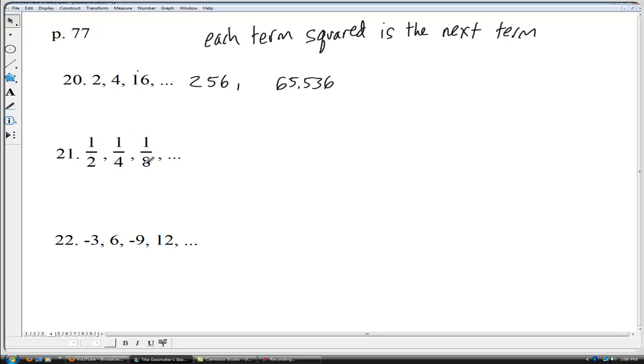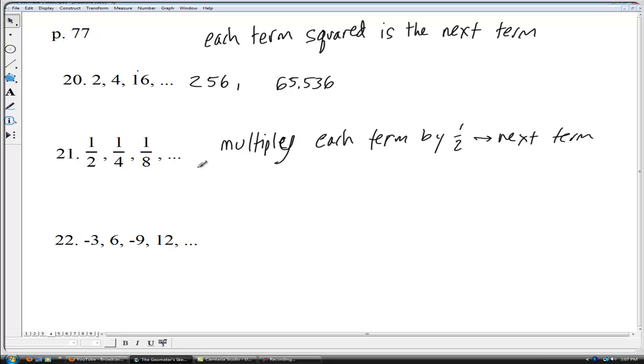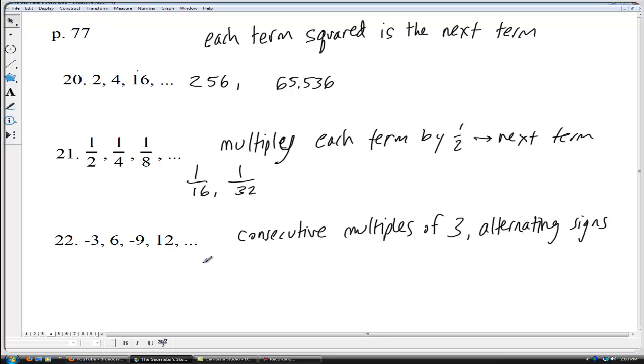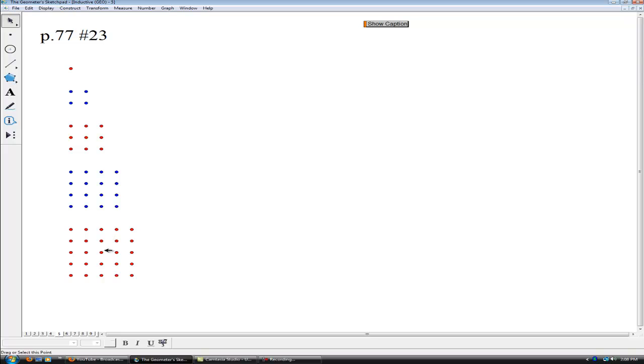All right, number 21. 1/2, 1/4, 1/8. Looks again like a multiplication sequence. If I multiply this times a half, I get 1/4. Multiply by a half, I get 1/8. So my conjecture is that I'm going to multiply by a half. So let's multiply 1/8 times 1/2, and that gives me 1/16. Times a half is 1 out of 32. All right, number 22. 3, 6, 9, 12. Looks like multiples of 3, but we're changing signs, so I'm just going to describe that. And so my next term would be 15, which would be negative, because my previous term was positive, and then positive 18.